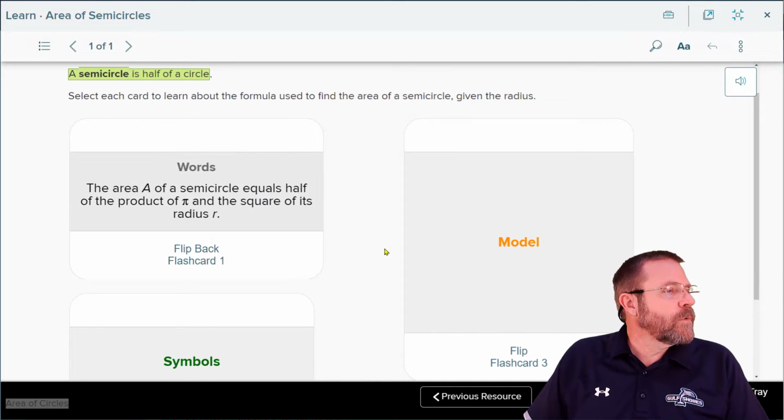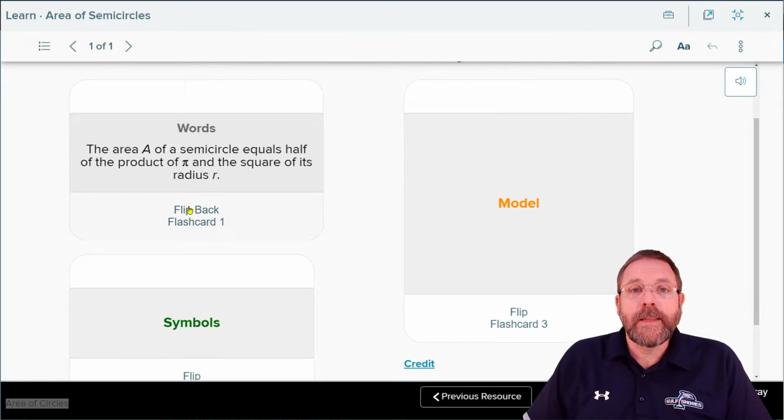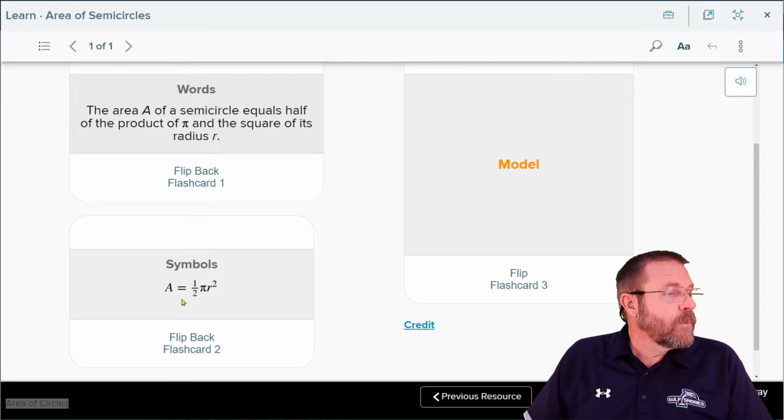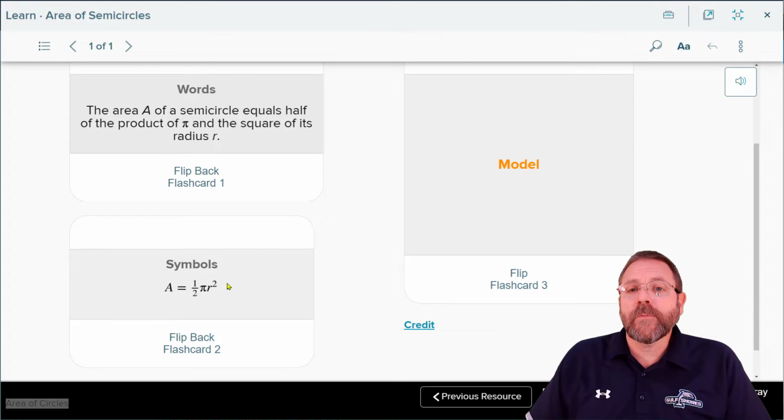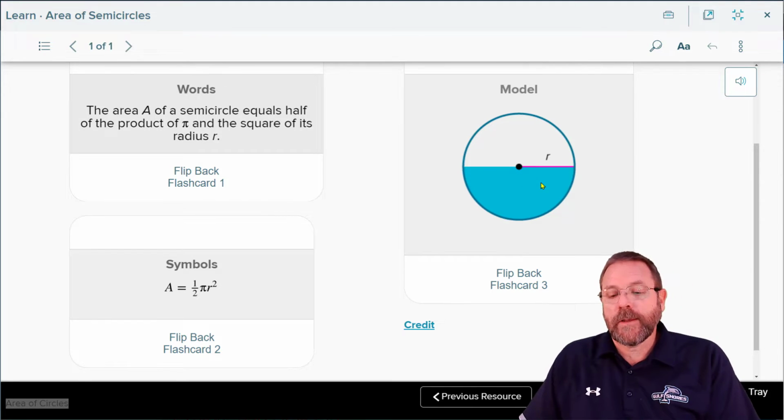And in words, we would say that the area of a semicircle equals half the product of pi times the square of its radius r. Makes sense because pi times the square of the radius r is the area of a circle. If we're dealing with half the circle, then half of that formula should get us where we need to be. Next, we've got symbols, where we would say area is equal to 1/2 times pi times radius squared. If it was me writing it, I would probably write it as pi times radius squared divided by 2. And as a model, you can see right here where they're demonstrating what half of a circle looks like.